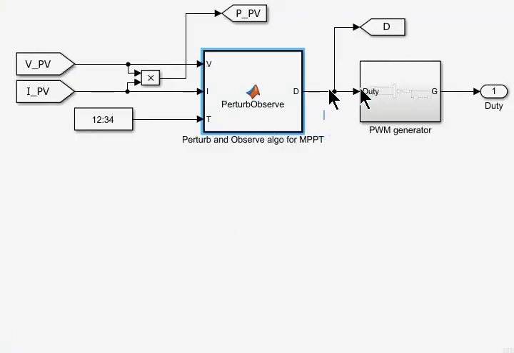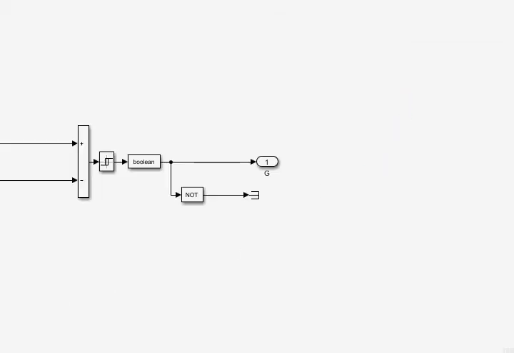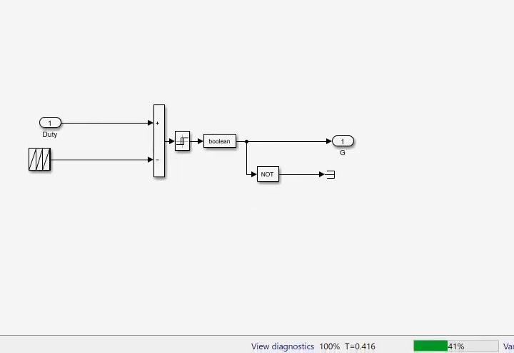After finding the optimal duty cycle, we convert that duty cycle to a PWM, as we have a buck boost converter and have to operate the switching. So here is the PWM generator, just a sawtooth, and after passing through a saturation, the output will be like a duty cycle.